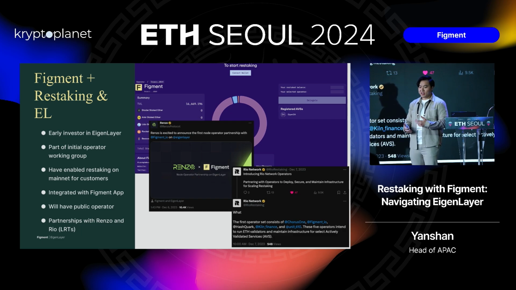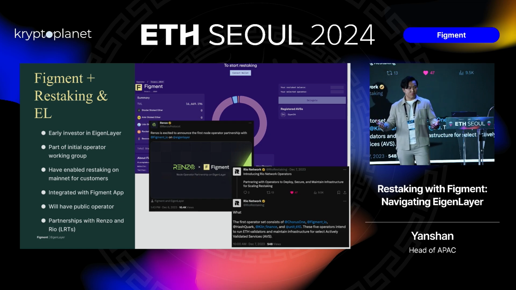Right now, we have also enabled restaking on mainnet for our customers, all integrated within the Figment app. We also have a public operator, which will start with EigenDA. That's going to be live in April. And of course, we have also inked partnerships with liquid restaking platforms like Renzo and Rio.